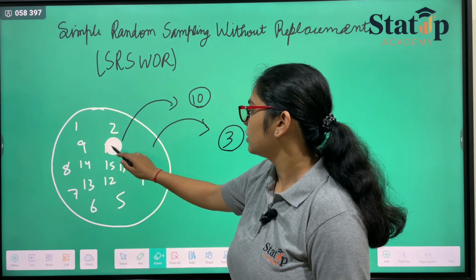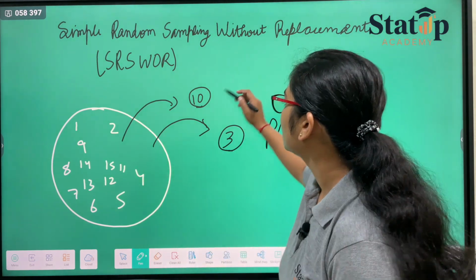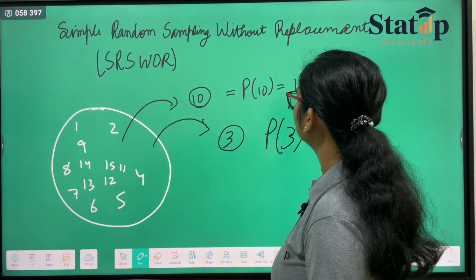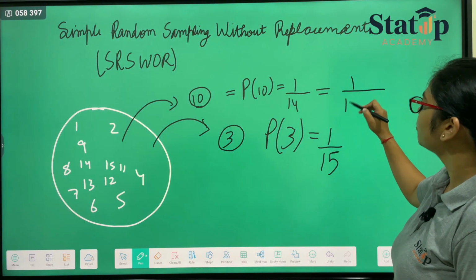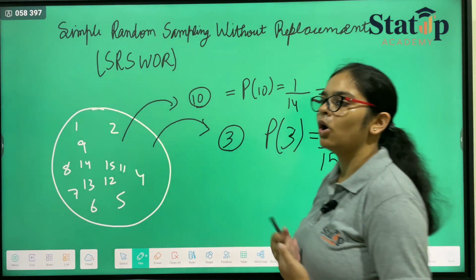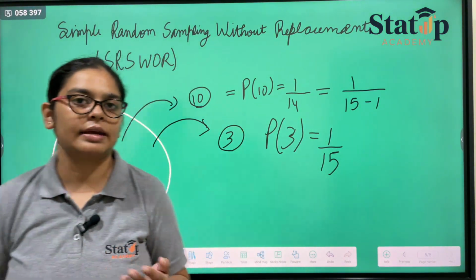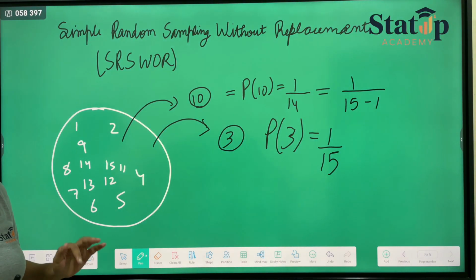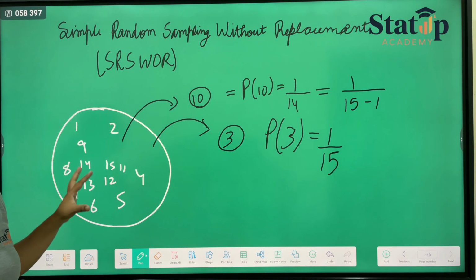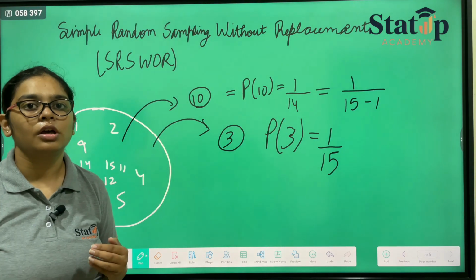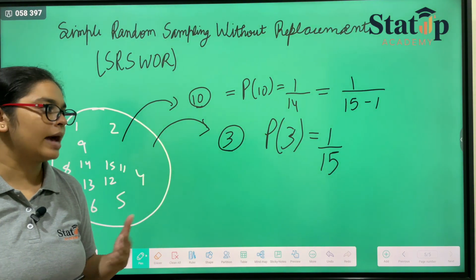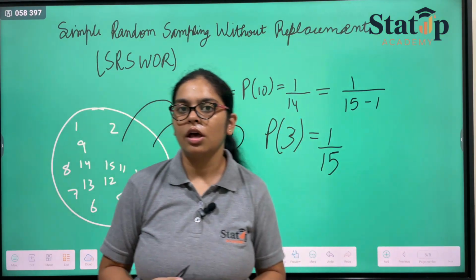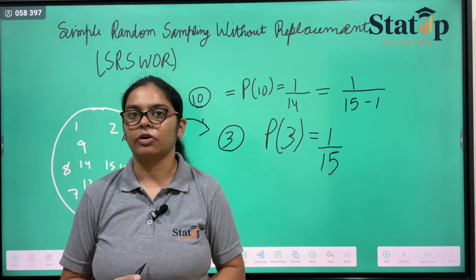10 gets erased. Now what is the probability of selecting 10? It is 1 by 14, or simply I can say 1 by 15 minus 1, because we are not replacing the chits again and again into the shuffled box. Once the chit has come out, it is out only, and the rest of the students are in there. So the probability of selection keeps on increasing as the denominator keeps on decreasing. Okay, so this completes simple random sampling with replacement and without replacement.